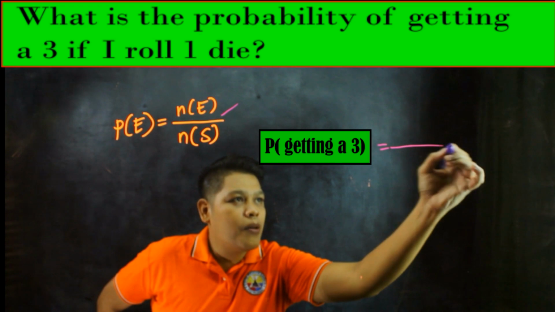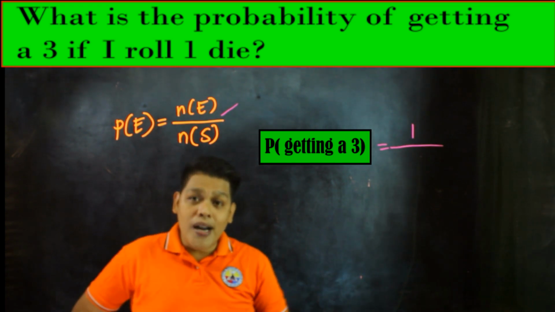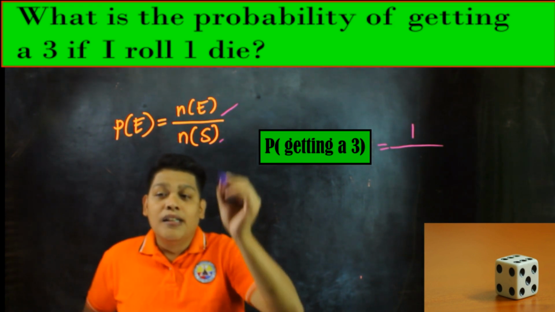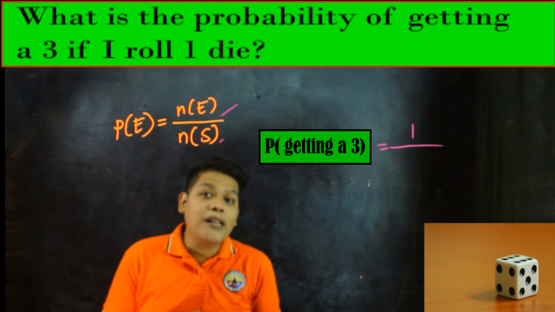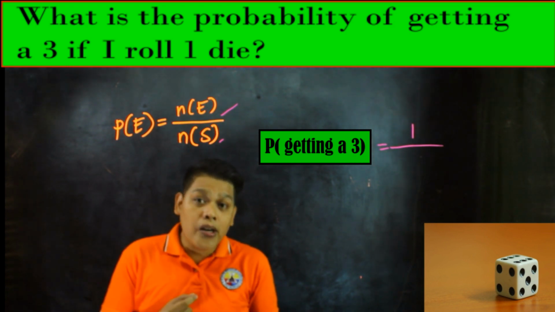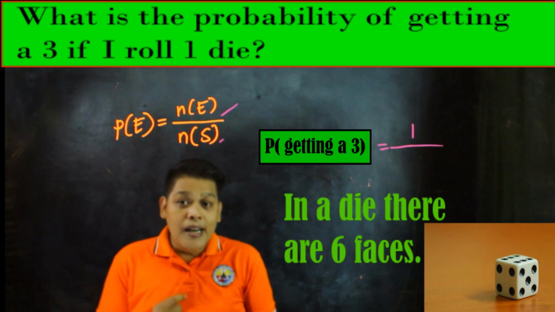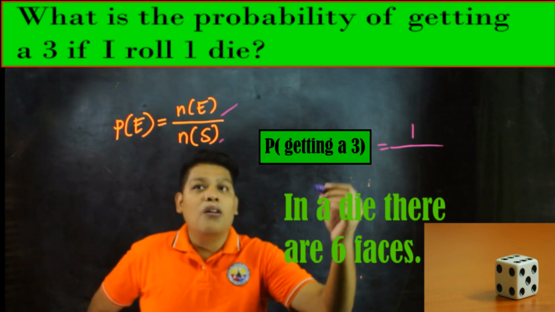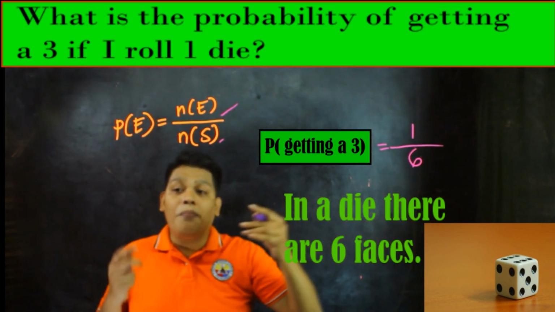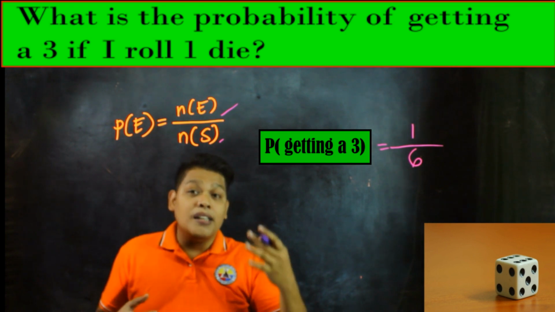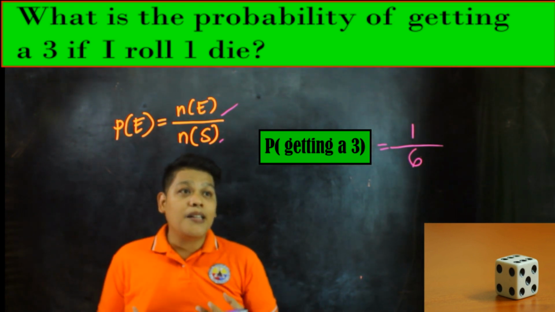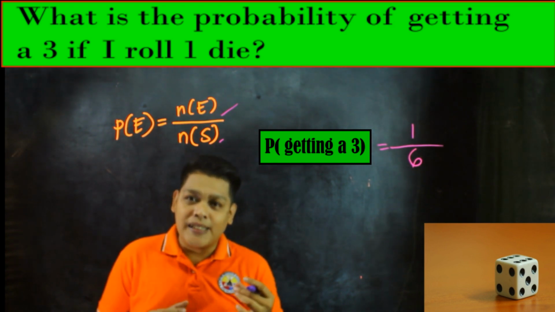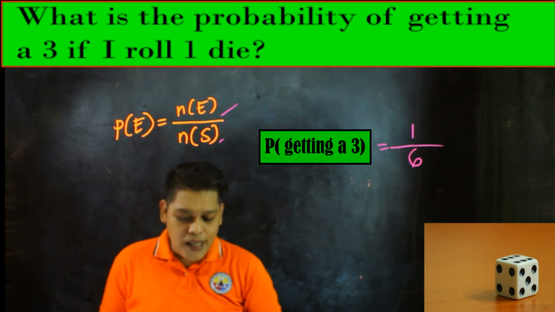So our favorable outcome here is 1 because we only have one 3 in a die, over the number of all possible outcomes. In all possible outcomes in a die, we have 6 numbers. A die has 6 numbers, so over 6. So this is our answer. Our event is getting 3. The probability of getting 3 if we roll a die is equivalent to 1 over 6. How about number 2? Let's have number 2.